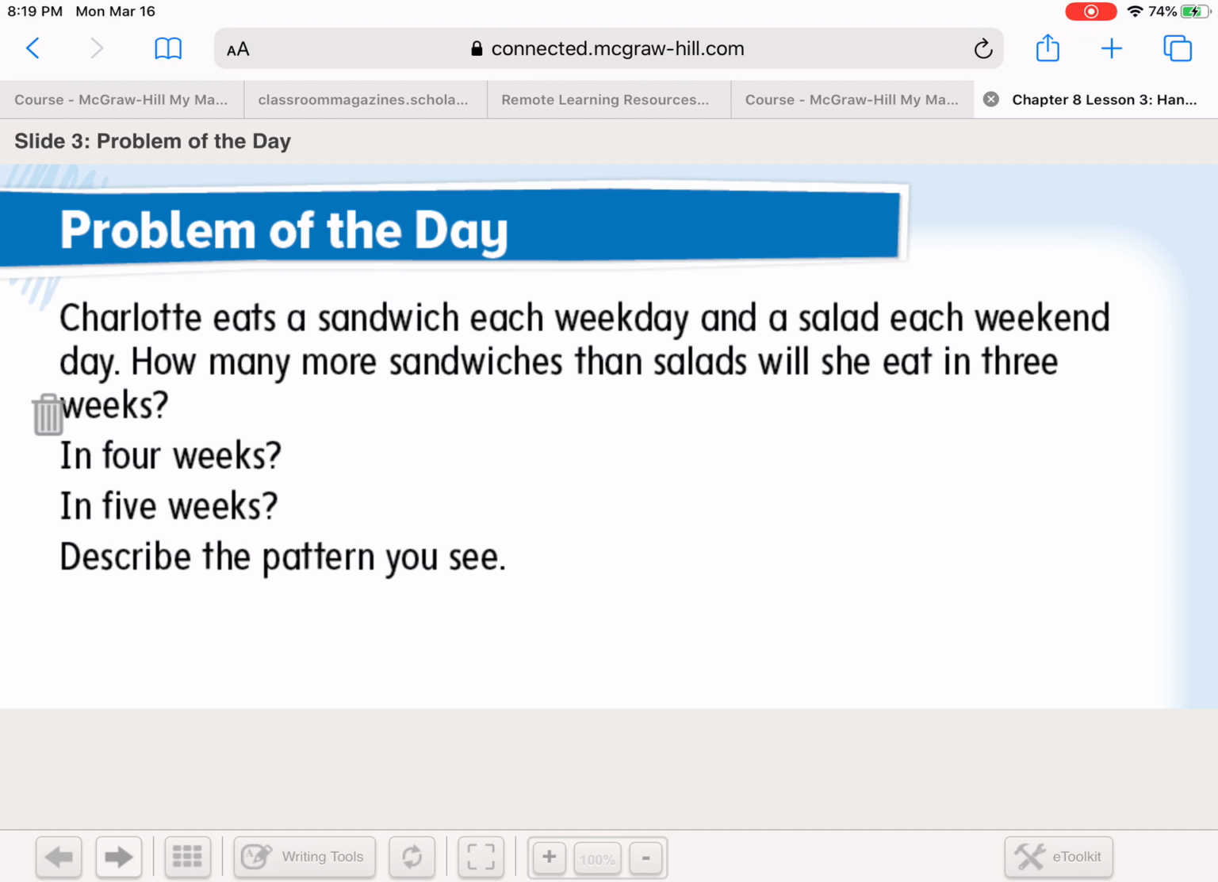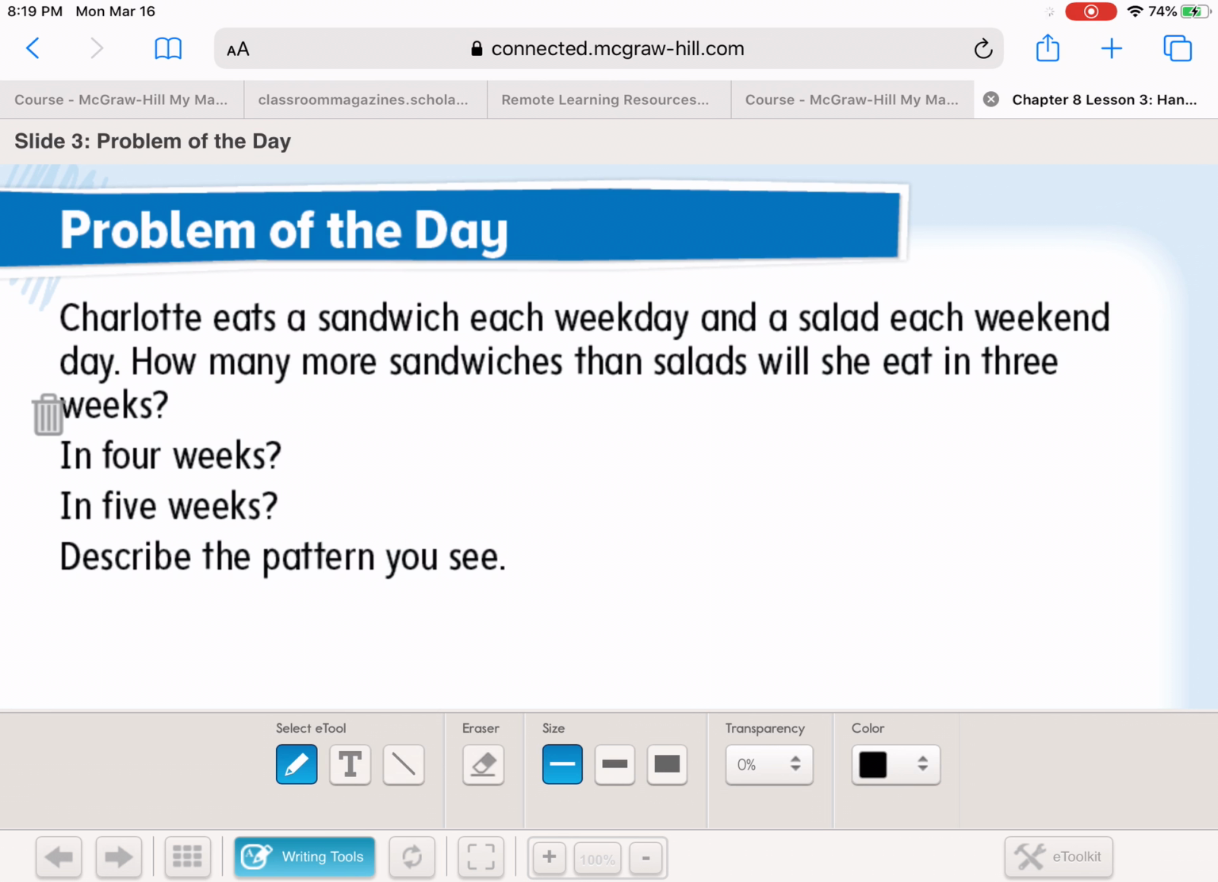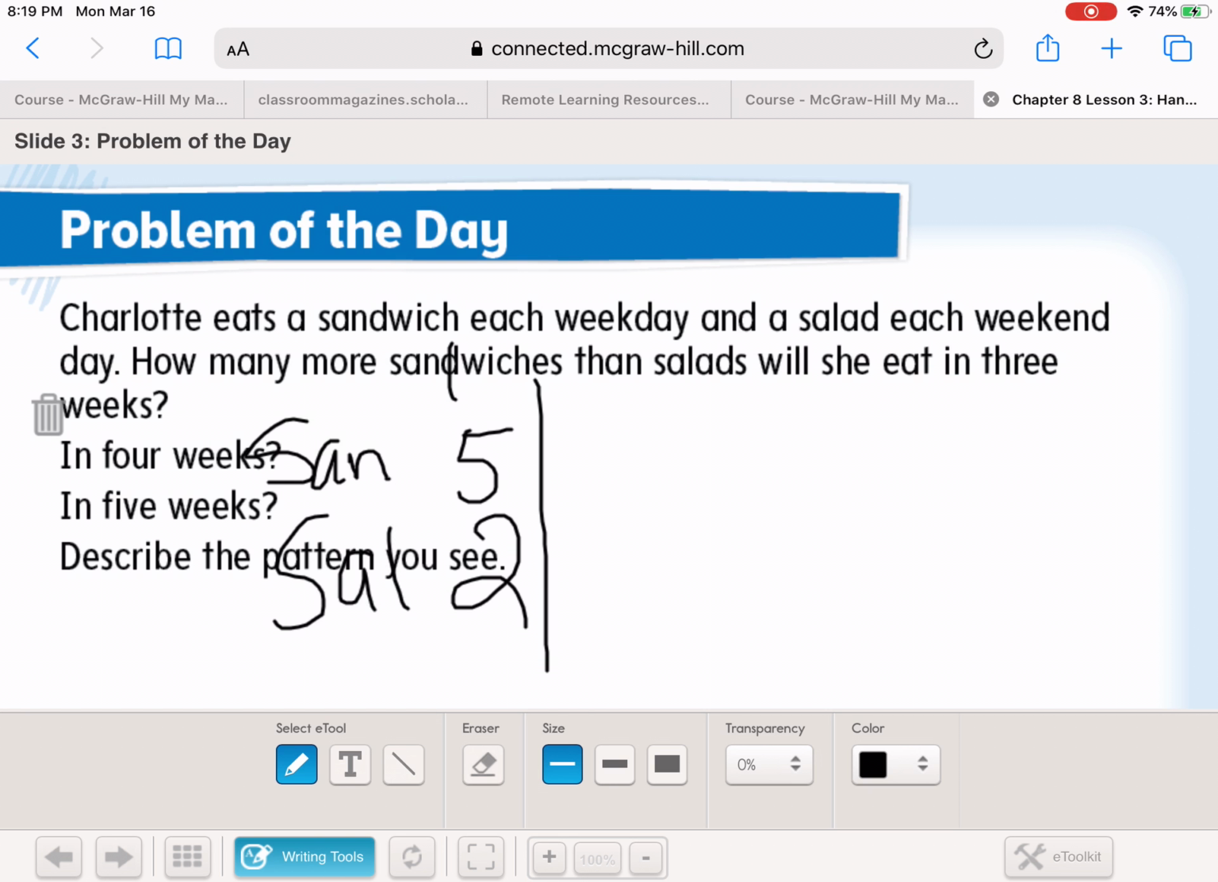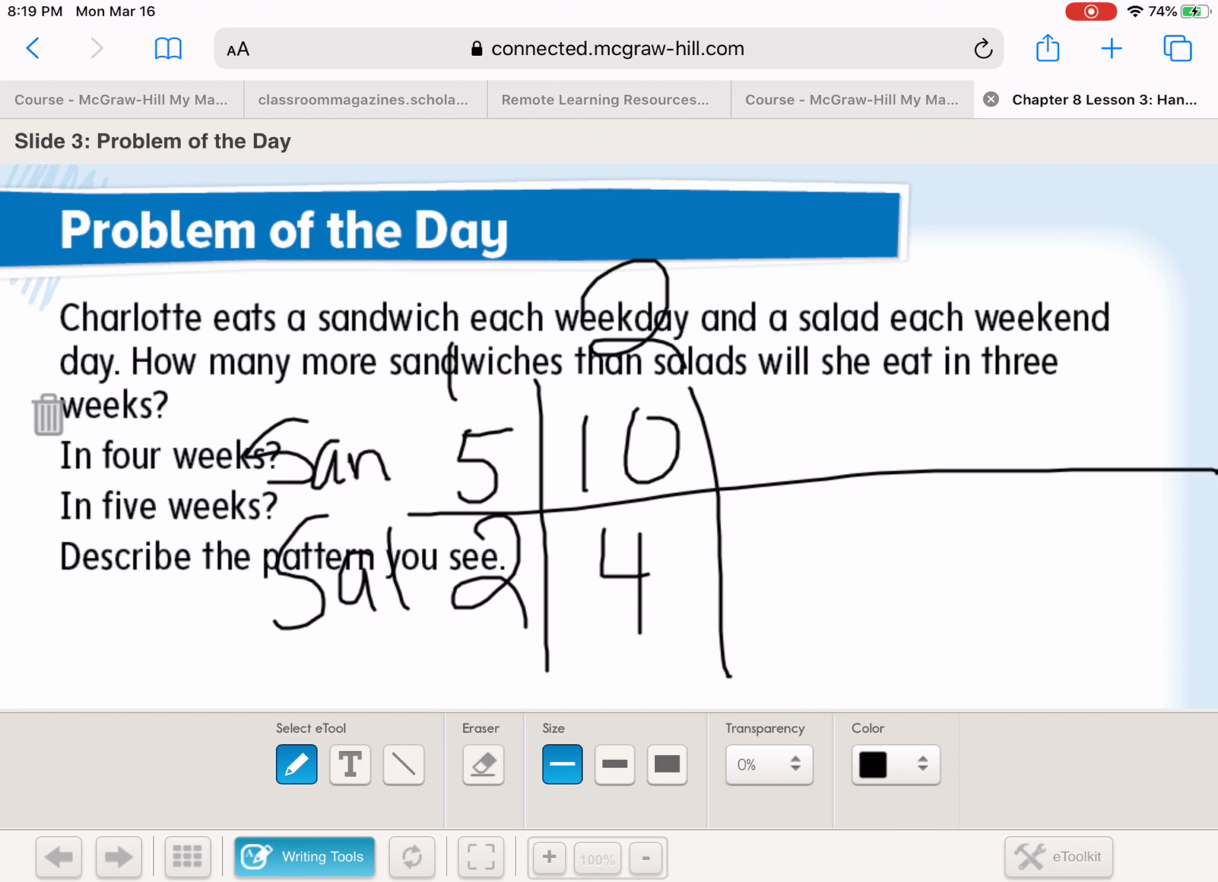So let's do it. We know that she eats a sandwich each weekday and a salad each weekend day. So week 1, she eats 5 sandwiches and 2 salads, right? All right, so week 2, she eats 10 and 4, right? Because 5 sandwiches, then week 2 it's 10.